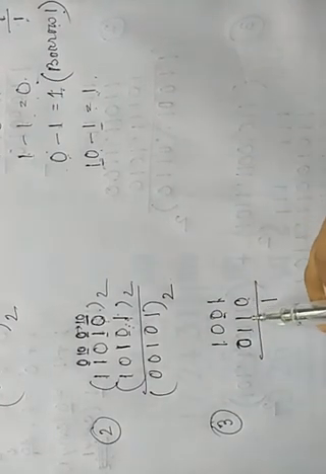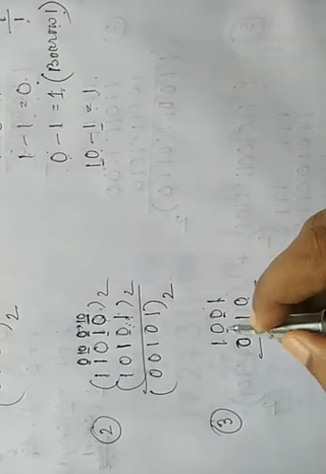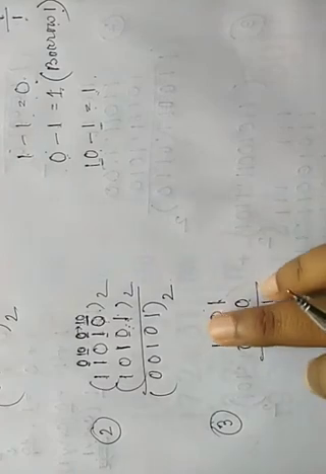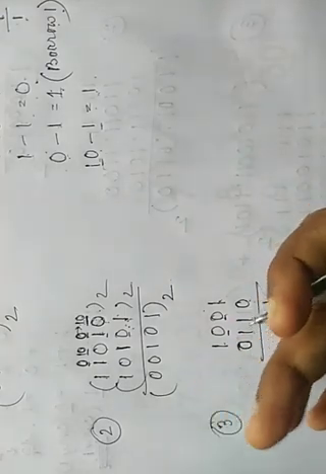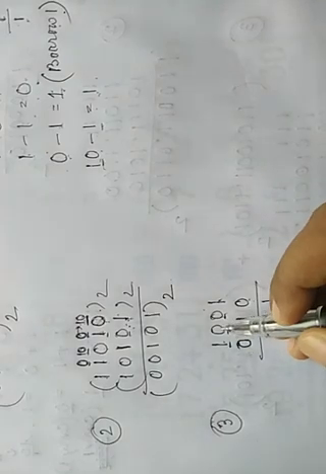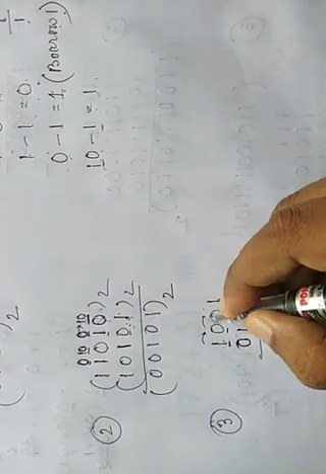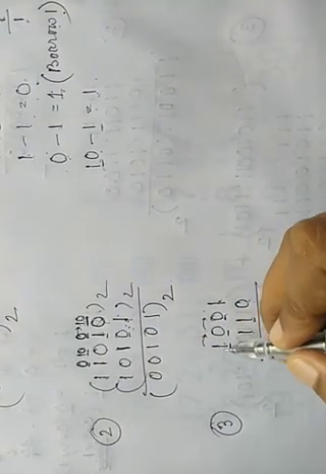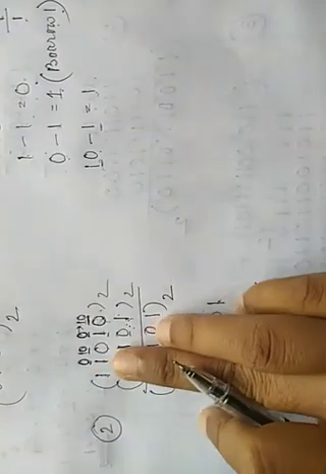Okay, 0 1. 0 1 means we have to borrow 1 from its previous number, but you see here the previous number is 0. So from 0 we cannot borrow 1, because as it is 0, how could we take 1? So we have to take 1 whenever there is a 1 in any previous digit. So here 1 comes after 1 digit. Okay, so we have to take 1 from there.